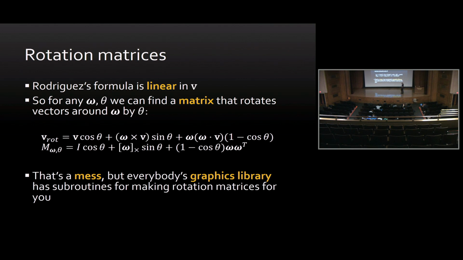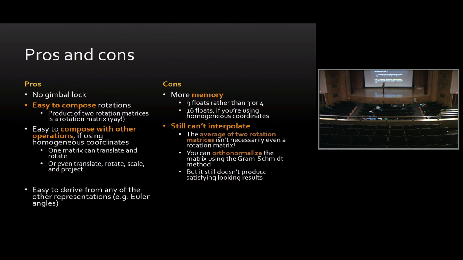Yay! It's a mess. But it's also the thing that your GPU actually knows how to compute, right? Because your GPU is basically this big dot product engine, and so it wants to think of everything in terms of matrices. And so sooner or later, your rotations, however they're computed originally, are going to end up as rotation matrices, because that's how the graphics backend knows how to handle them. All right. Advantages and disadvantages.